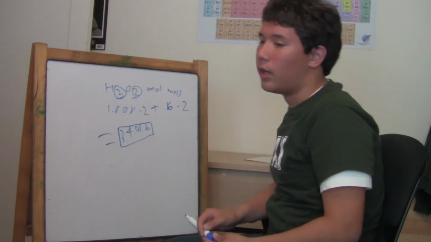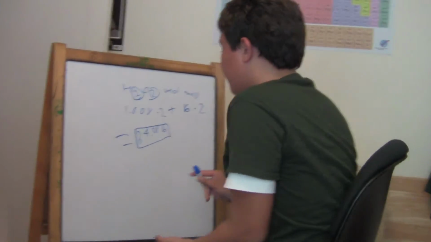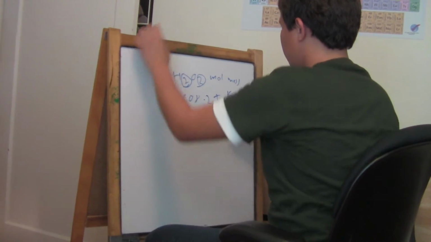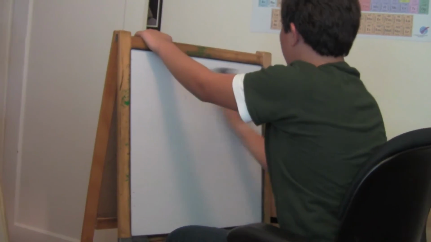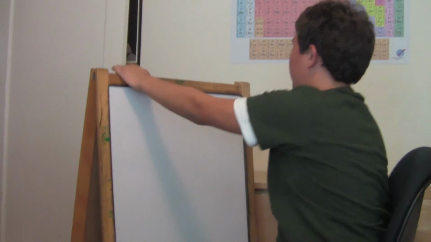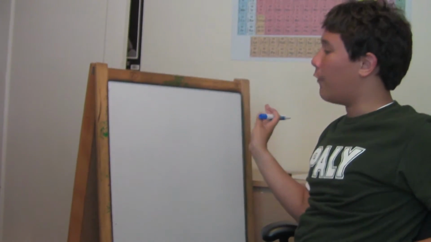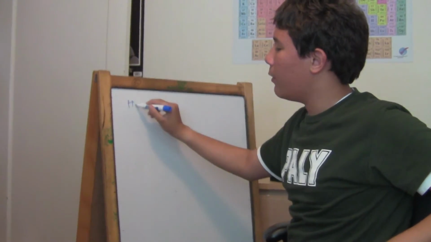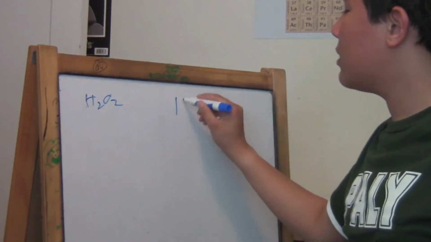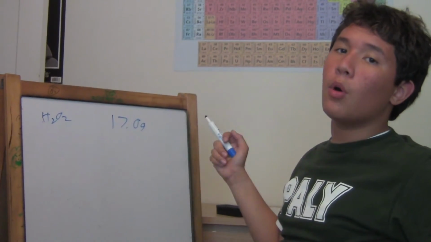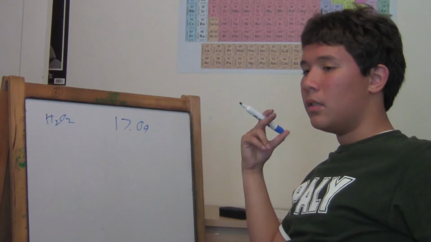But now that we got through the easy stuff, let's actually go through the stuff that you actually have to do some work on. First off, thinking back to earlier, let's just say the amount of hydrogen peroxide we have is 17 grams. How many moles are there in this?